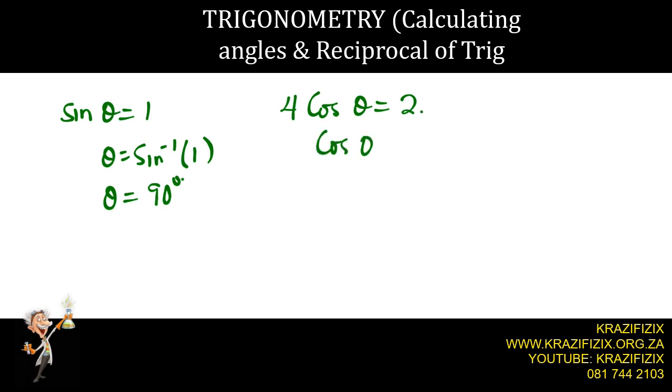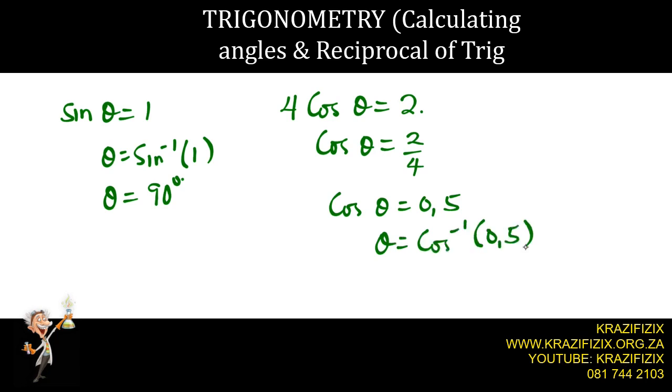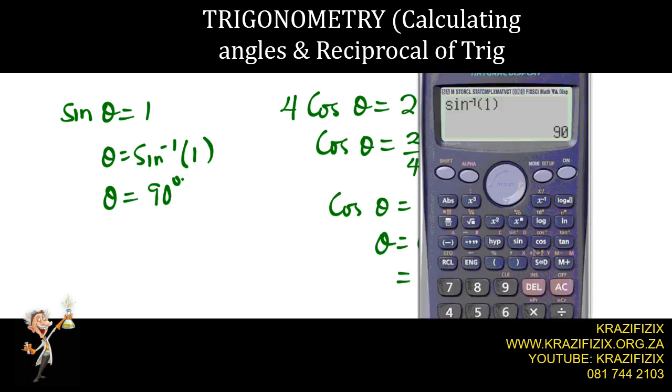So cos theta will be 2/4. That's a half. Now what is theta? The arc cos of 0,5. And what would that give us? Now I'm going to ask us to start using our special angle idea. 60.